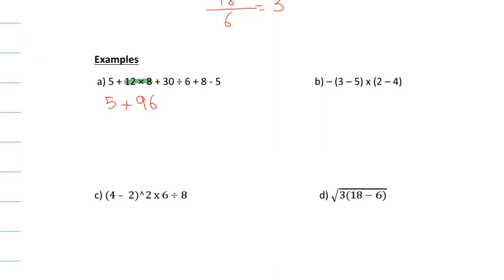Okay, so what's next? What can I do next? Division. I can do the division at the same time, right? Because there is a plus. But if you don't feel comfortable with it, write the whole thing out, then start a new line. So the second thing I have to do would be the division. 30 divided by 6 is 5. So plus 5 plus 8 minus 5.